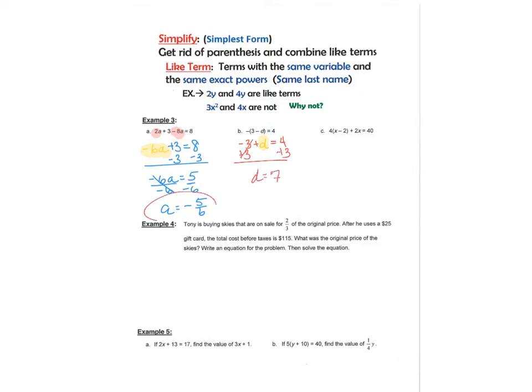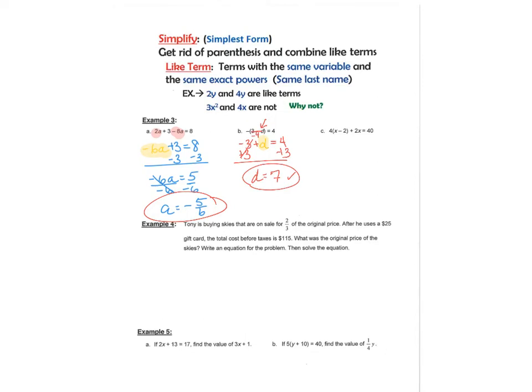Now keep in mind, we could still check our work with these. So if you plug a 7 in right here, well, 3 minus 7 is negative 4. But then I have a negative times a negative 4, which changes the sign, so it becomes a positive 4. So this is correct.